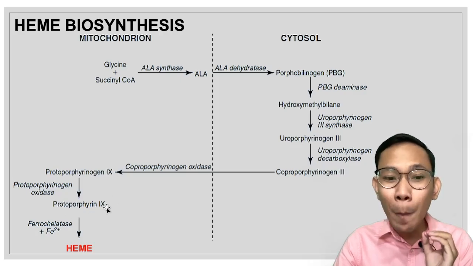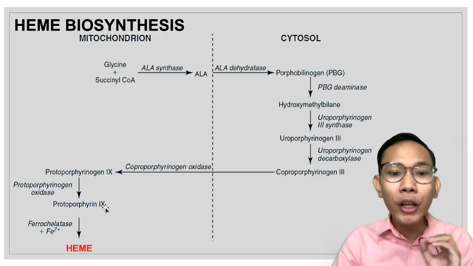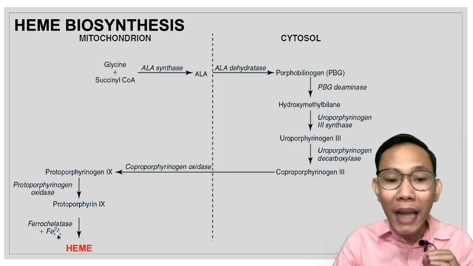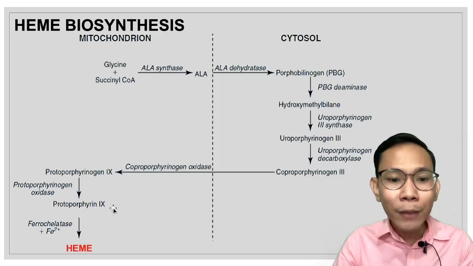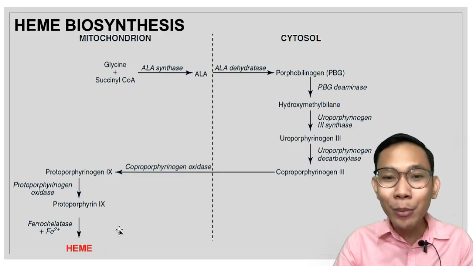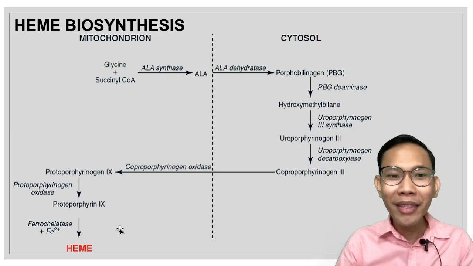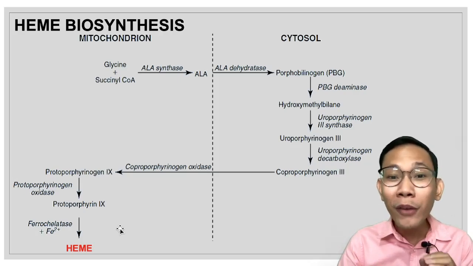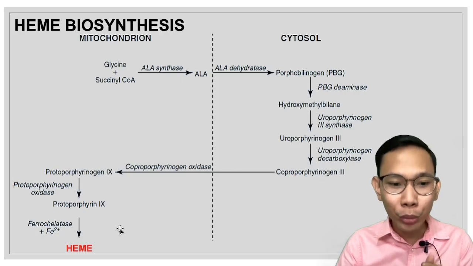And this protoporphyrinogen 9, by the action of your protoporphyrinogen oxidase, becomes protoporphyrin 9. Of course, hindi yan kompleto pag walang iron. Your iron is added to your protoporphyrin 9 by the enzyme ferrochelatase, forming now your heme or your heme group. That's the basic mechanism of how heme is being produced.